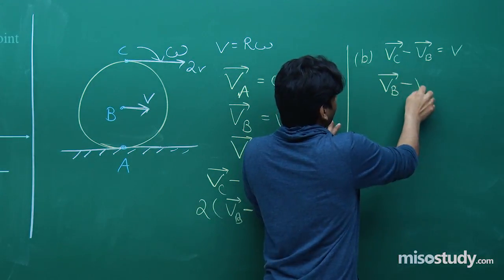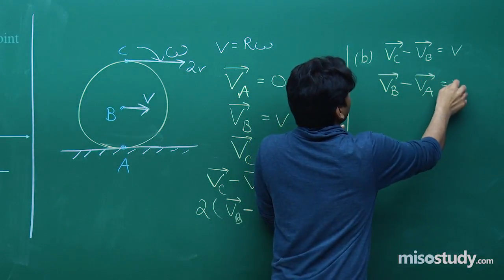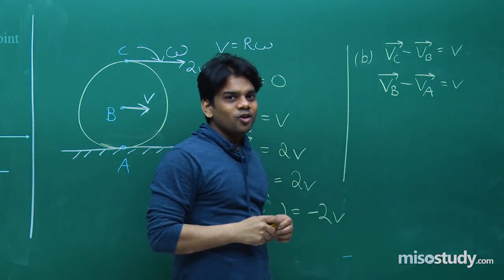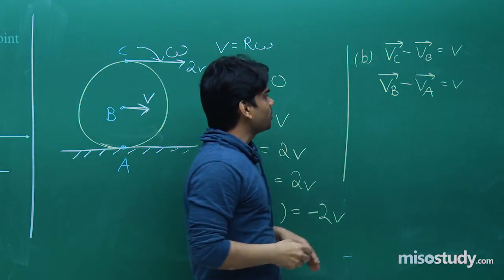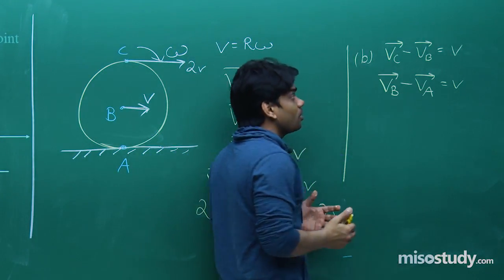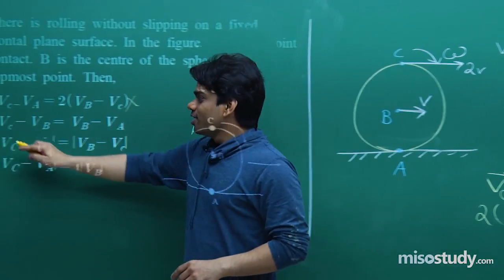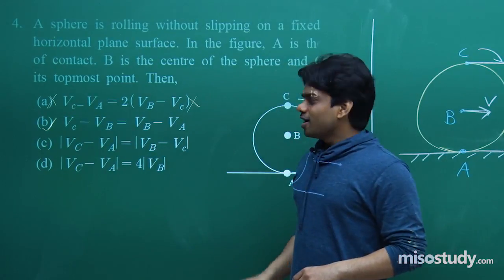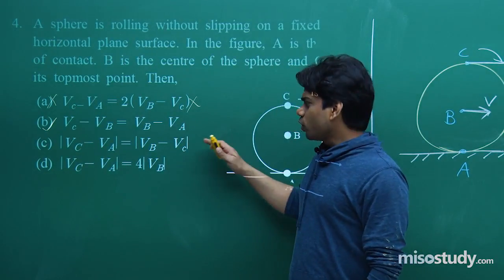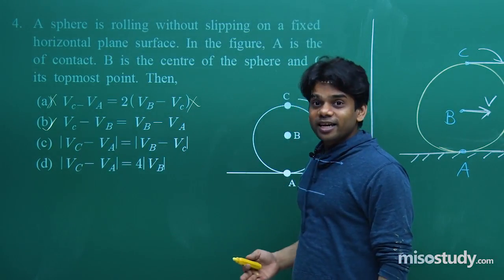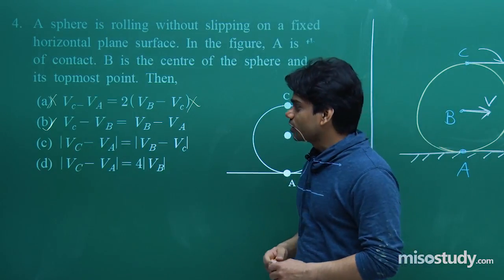Vb minus Va, it will also give you V. Quite clear to us, both are actually resembling and both are the same. So hence option B will be correct. Let's say here B is correct. Now it's a one single choice question, so no need to worry about the next two options, but let's check for our satisfaction what about the next two options.